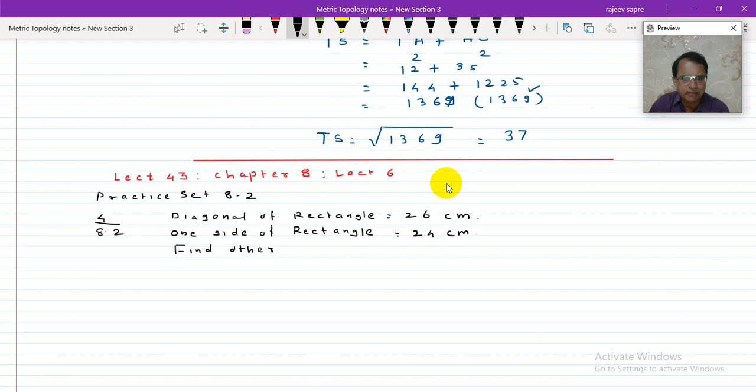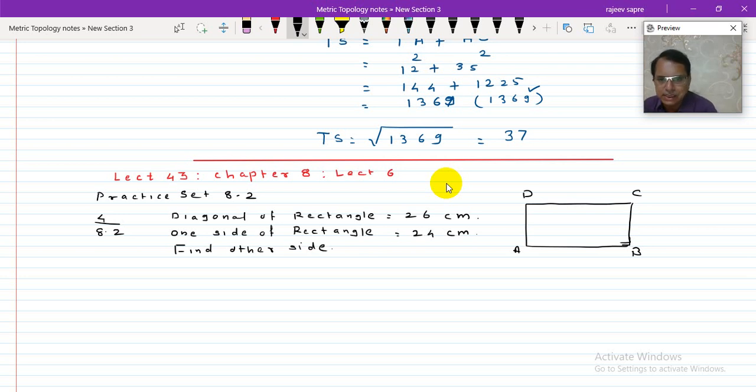We will draw a rough figure and try to understand what we are supposed to do. Find the other side. This is the question. Suppose this is your rectangle. Now we do not know which is the largest side. Suppose this I name as ABCD. This is your rectangle. Now the diagonal of this rectangle is 26 centimeters. So this is the diagonal. This is 26 centimeters.